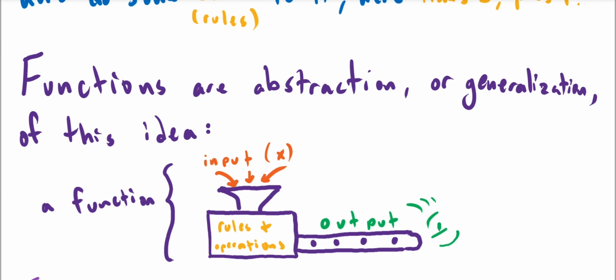But the main idea of a function is that there's some input that goes in, like our x before. There's some rules and operations, like our times 3 plus 1. And then there's some output that pops out. This is the much-drawn factory model of the function. But functions themselves are even a special case of a more general object, which we should talk about first.